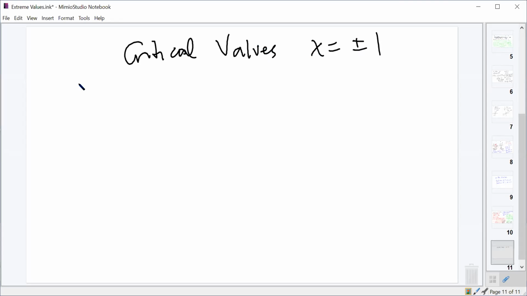All right. So first off, let's figure out what f of 1 is and what f of negative 1 is. So what's f of 1? Natural log of what?